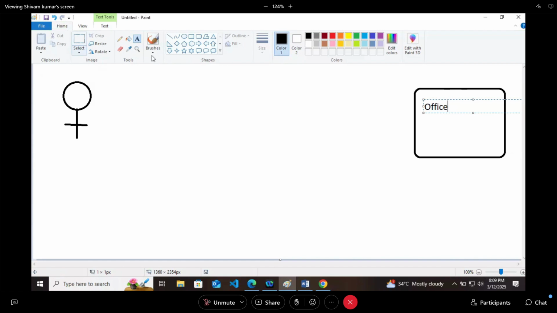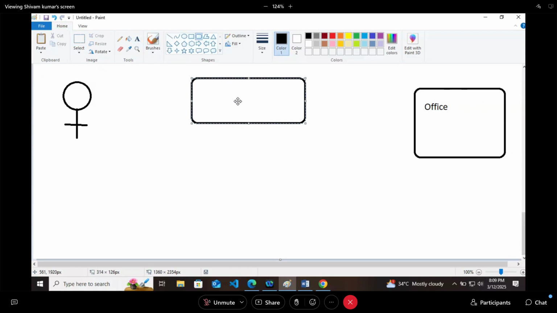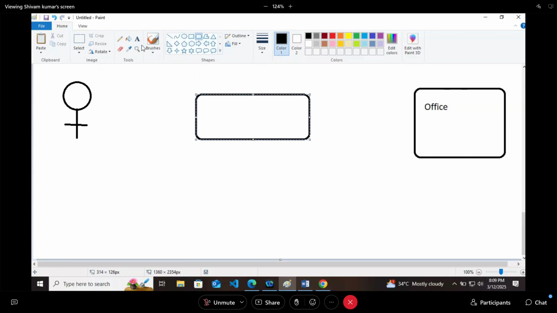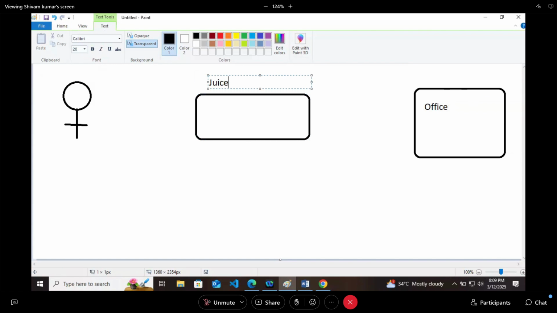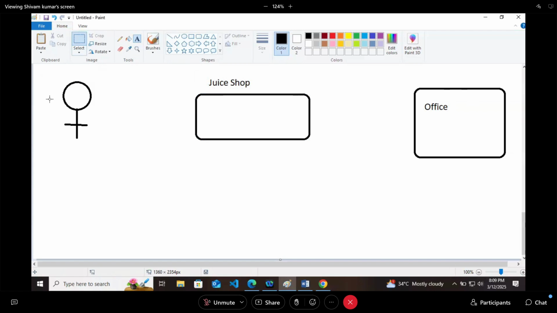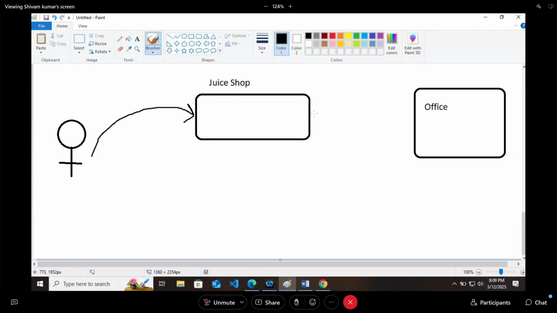In between, there is, you can say, any kind of shop. Let's say it's a juice shop, and a very famous juice shop. Summer season is going on here. So daily I will stop at this juice shop to have some juice, and then I will leave for my office. This is my daily routine, Monday to Friday. Every single day I will do the same thing.